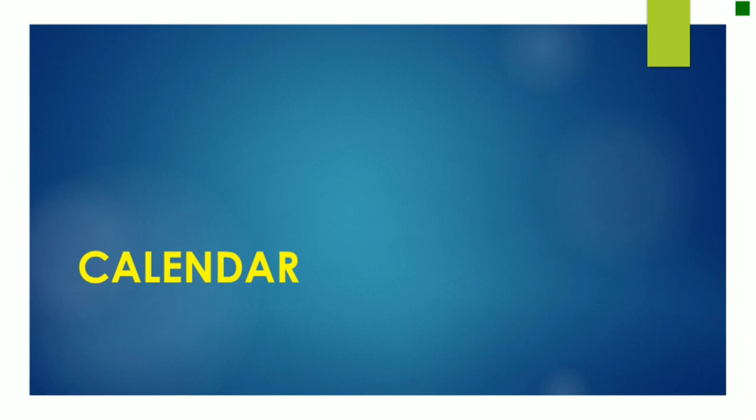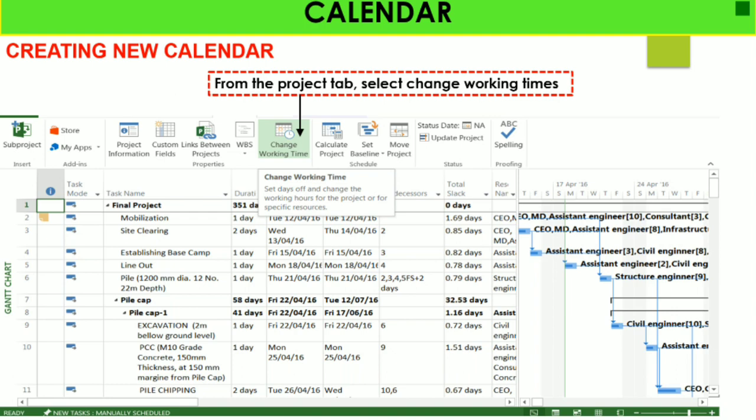Now let's start with the calendar, which is a very important part of project planning and management. Based on this you can assign your resources and your time duration to each and every project activity. So in MS Project, the calendar is a very important tool. To create a new calendar, from the Project tab, select Change Working Time. Based on your company or your firm, or if you are an independent consultant, you can change your working time based on your labor and material requirement.